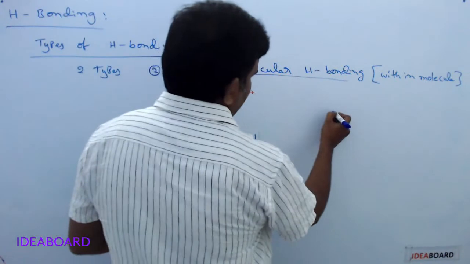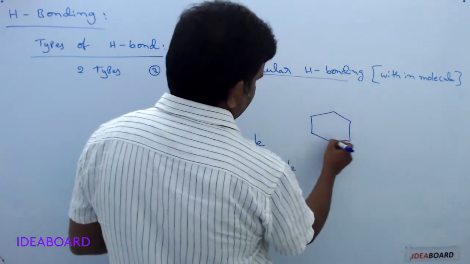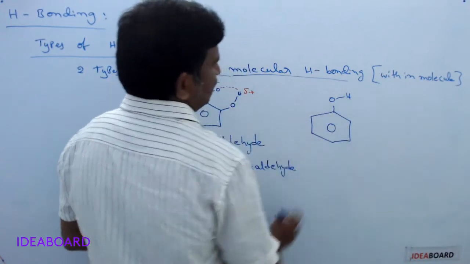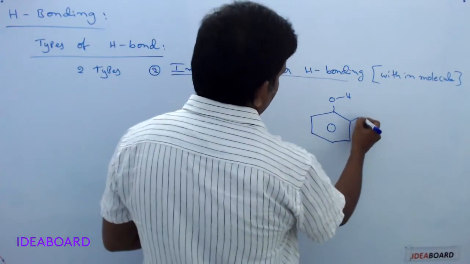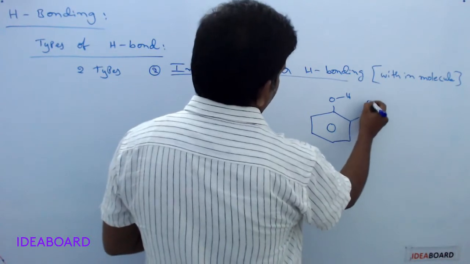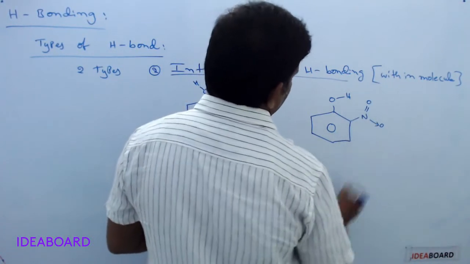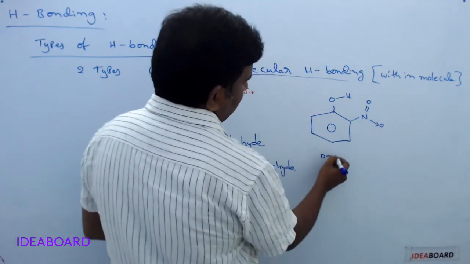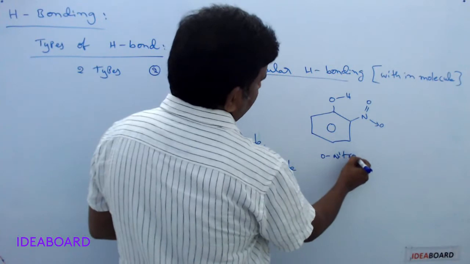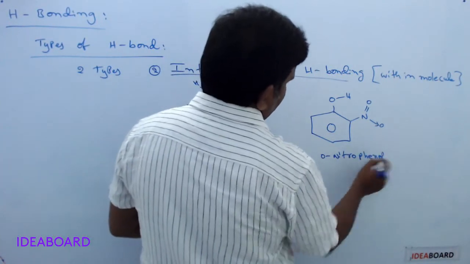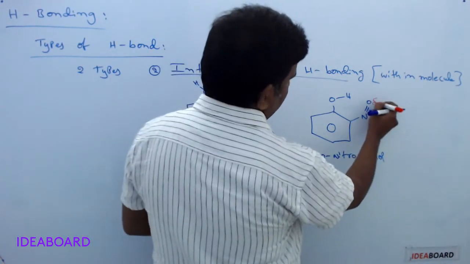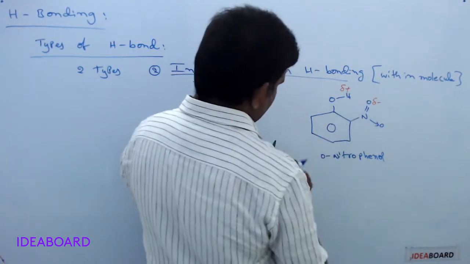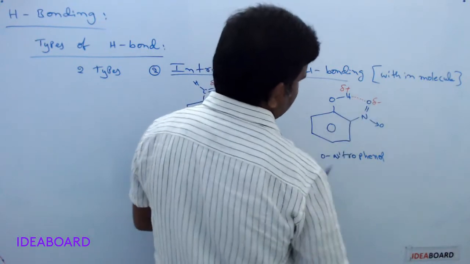And similarly, orthonitrophenol. Here this is OH. A benzene ring containing an OH group means phenol, and in the ortho position there is a nitro group, means oxygen, and here there is an NO2, dative bond, NO2 group. So this is called orthonitrophenol. In orthonitrophenol, this oxygen is partial negative, this hydrogen is partial positive. So between these two, the hydrogen bond is present.